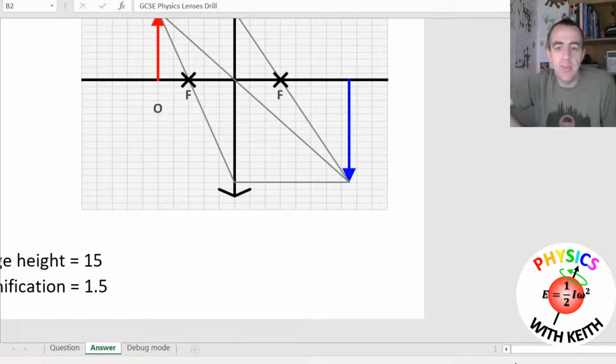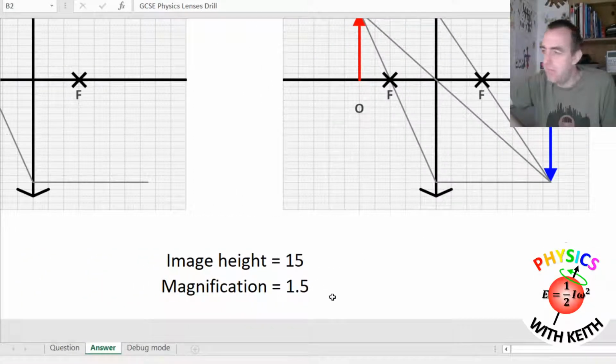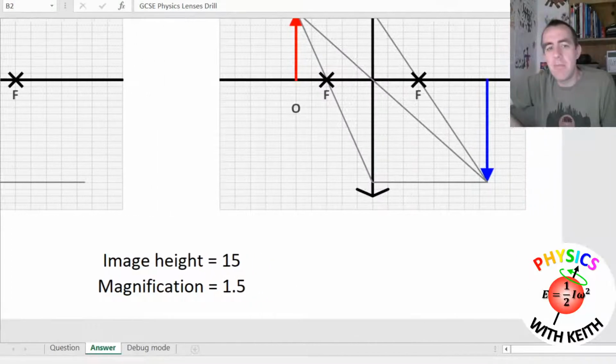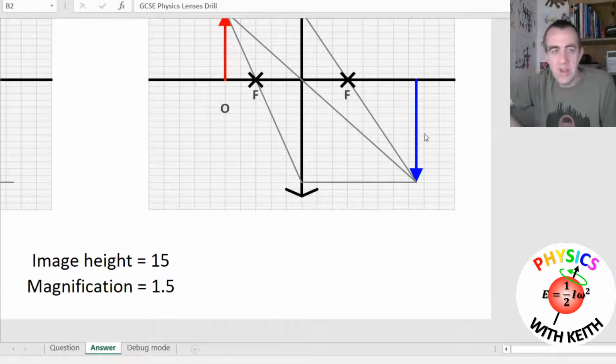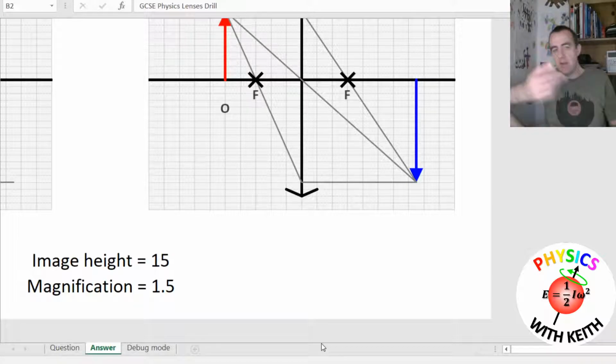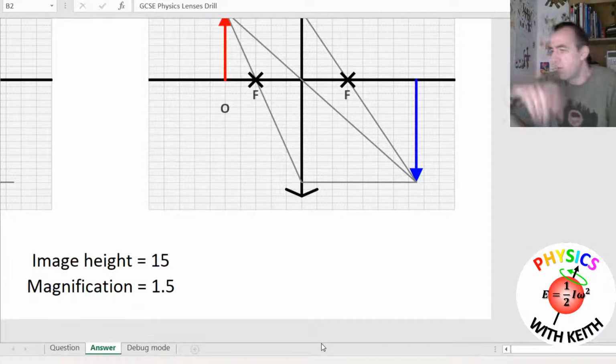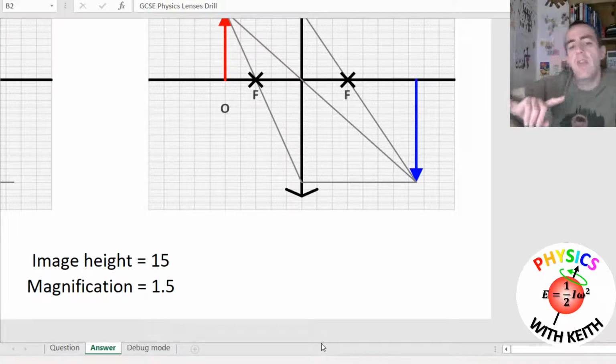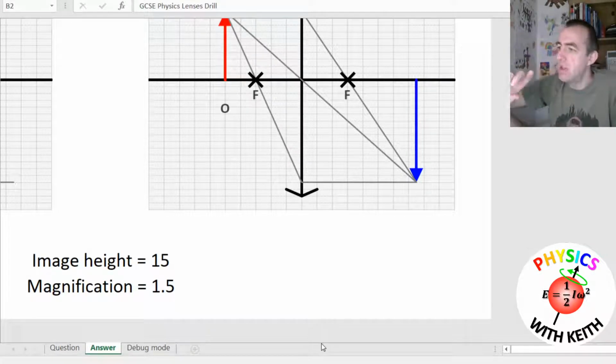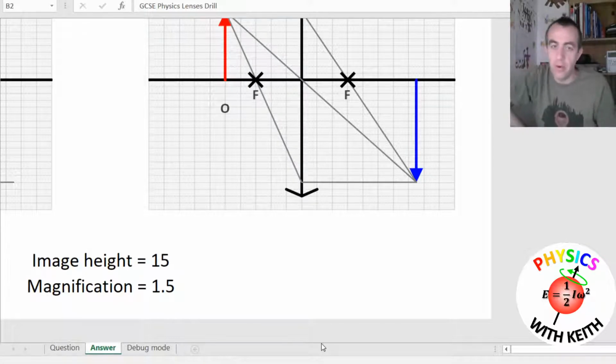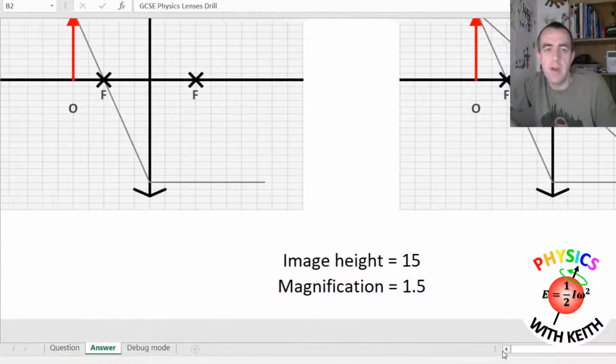But you'll notice at the bottom here it mentions magnification. Once you can draw the diagram, magnification is straightforward. The image is 1.5 times bigger than the object, so the magnification is 1.5. You just do the image height divided by the object height, and that gives you the magnification. If the magnification is less than 1, the image is smaller than the object. If the magnification is negative, then the image is the same way up as the object, and that happens with those virtual images you saw before. So that's by the by.